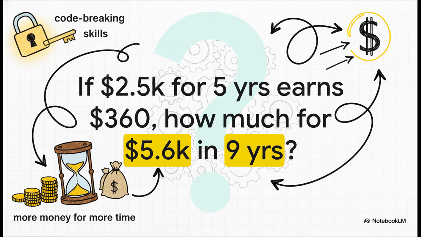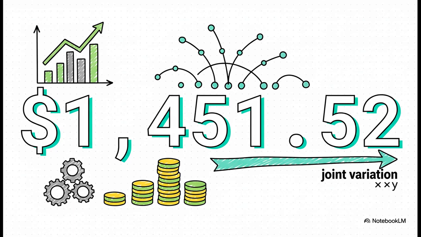We know that $360 in interest came from $2,500 over 5 years. We can use that to find our K, which in this case is actually the interest rate. Once we have that, we can solve anything. So once we calculate our interest rate, our K, we just plug in the new numbers, a principal of $5,600 and a time of 9 years. And the math tells us the answer is $1,451.52. That's a whole lot more than 360. You just used joint variation to predict the future of your money.